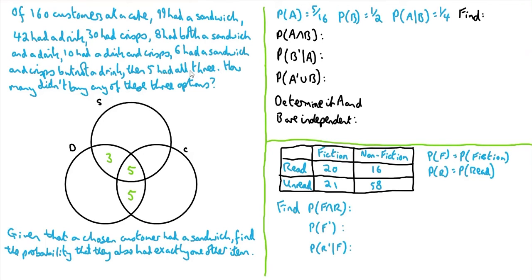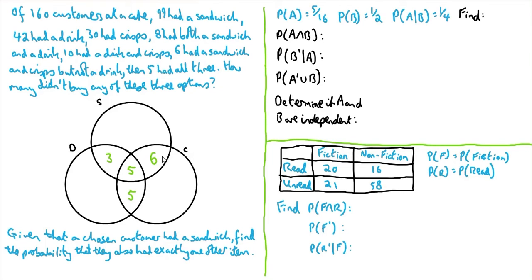However, with the third example, we have 6 had a sandwich and crisps, but not a drink. Because this part has specifically stated this does not include anyone who had a drink, that's only looking at this bit of the overlap here. So the whole 6 goes in this bit here. If it doesn't say not the third criteria, then it involves the middle. If it does specify, then you can just put the number straight in there.